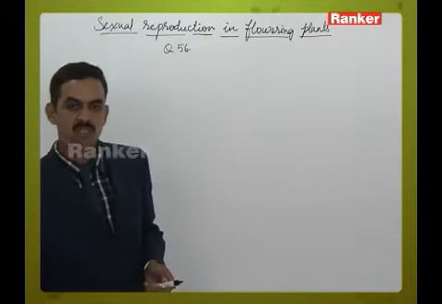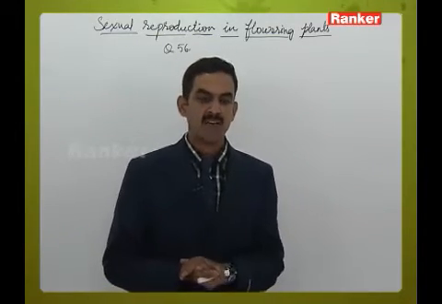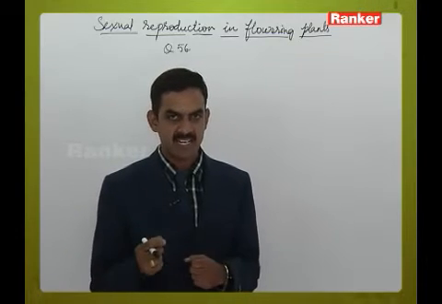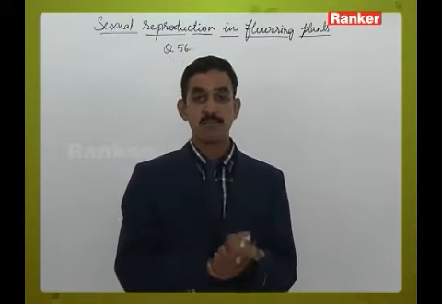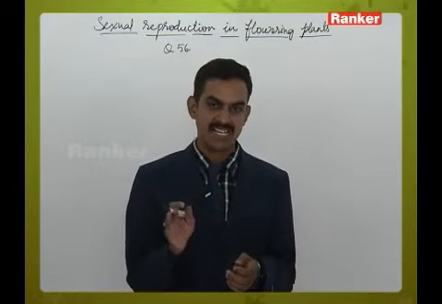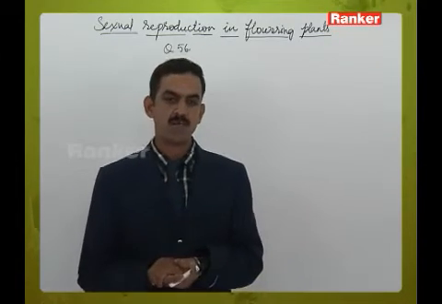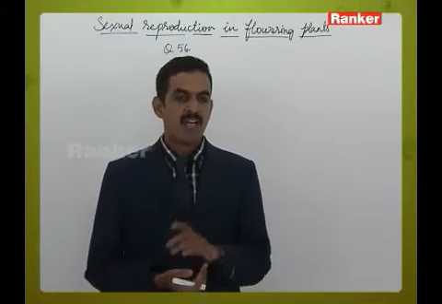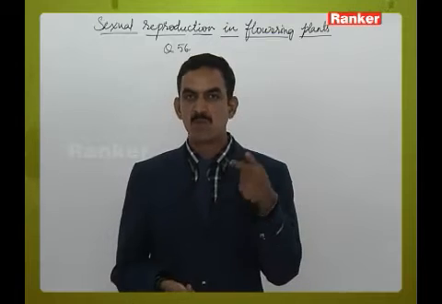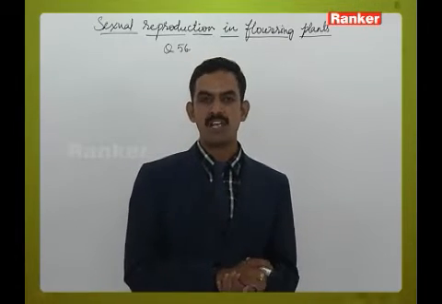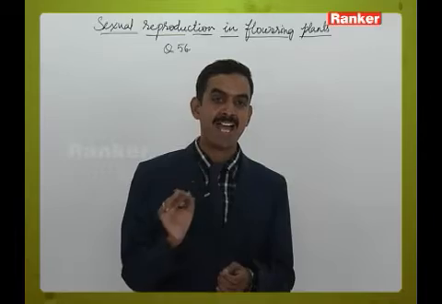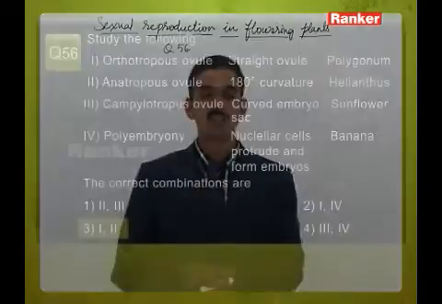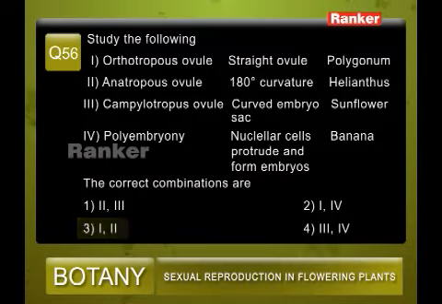Third one, campylotropous ovule, curved embryo sac and sunflower. Campylotropous ovule has the curved embryo sac. That is correct, a slightly curved nature will be there, but the example that has been given, sunflower, is incorrect. So third one is wrong. Fourth one, polyembryony, nucellar cells protruding and forming embryos. Example is banana. Actually here the nucellar cells protrude to form multiple embryos, that polyembryonic condition is present in mango and citrus but not in banana. So in that fourth option, banana is wrong. So fourth one is wrong. So question number 56, the correct answer is 3.